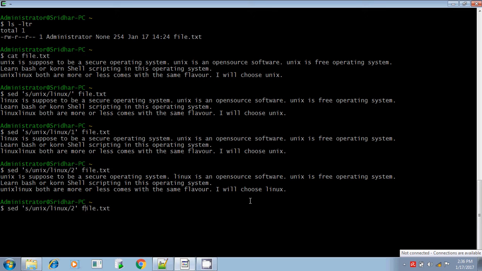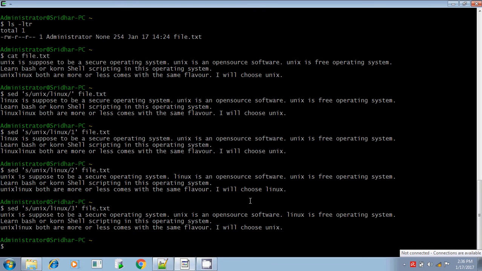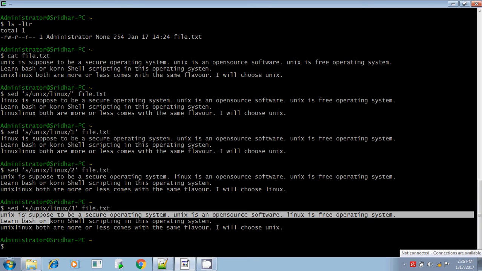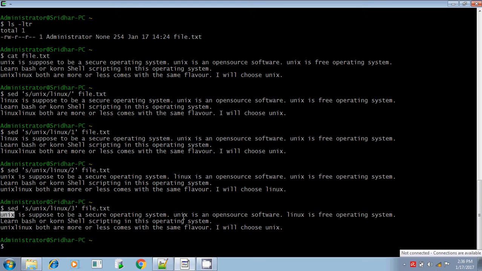So if you give 3, only the third matching instance will be replaced. The rest of the things will be ignored. Only in the first line you are having 3 matching instances. So the first one is not replaced, the second one not replaced, and the third one alone is replaced because we have given it as 3. In the second line there is no matching line, and in the third line only 2 matching instances are there, so nothing got replaced.